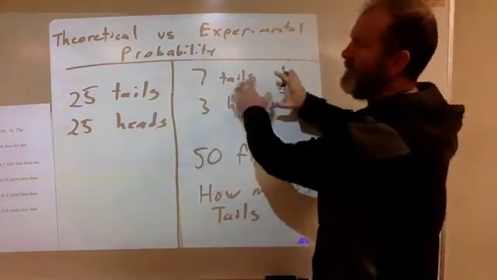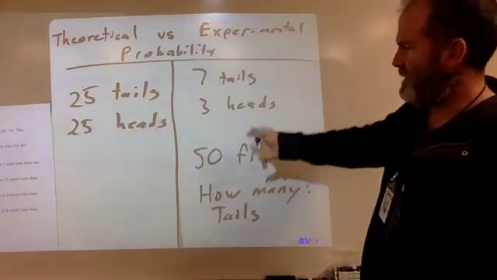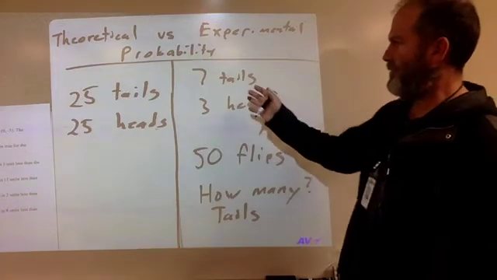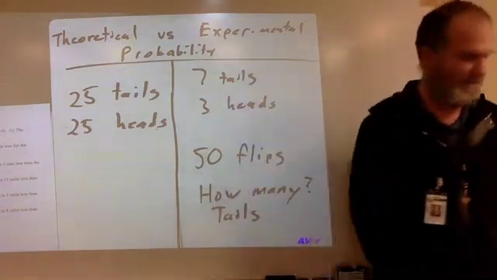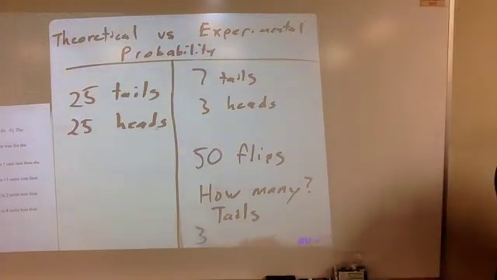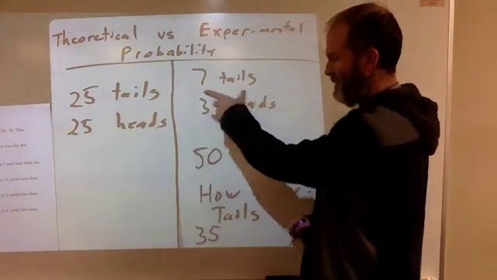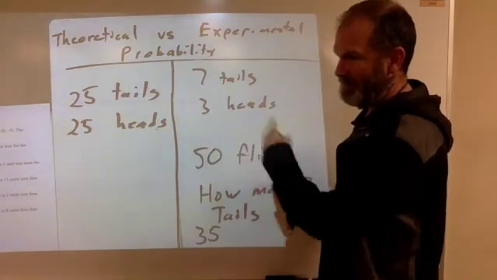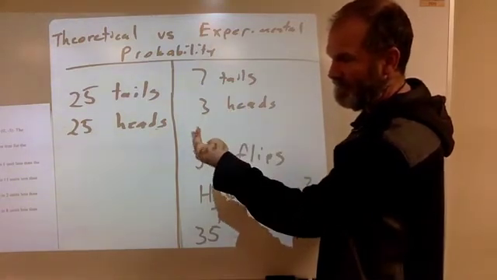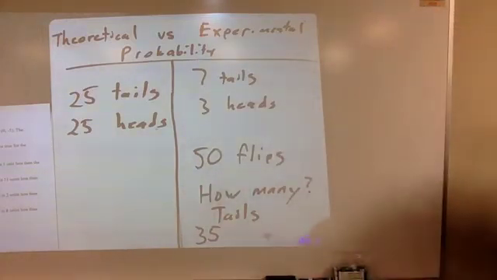So with this experiment only, forget about the theoretical. How many times would you expect to get tails out of 50 flips? Well, every 10 flips we got 7, and we just did 5 sets of 10. So 5 times 7, that'd be 35 tails. How many heads would you expect to get? Out of every 10 flips we got 3, and we just did 5 sets of 10. So that'd be 3 for each 10: 3, 6, 9, 12, 15. 3 times 5 is 15. So 35 tails, 15 heads.